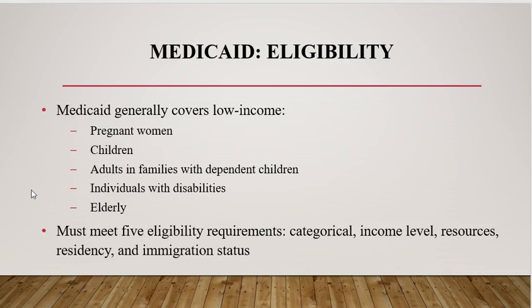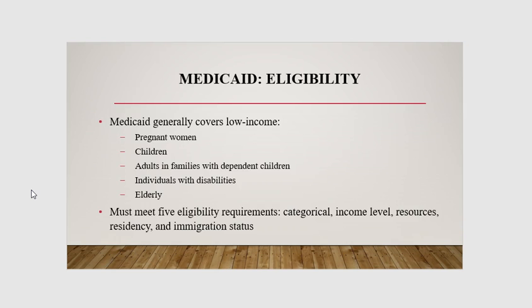Medicaid generally covers low income individuals. It includes pregnant women, children, adults and families with dependent children, individuals with disabilities, and the elderly. There are 5 eligibility requirements. That includes categorical, income level, resources, residency, and immigration status.